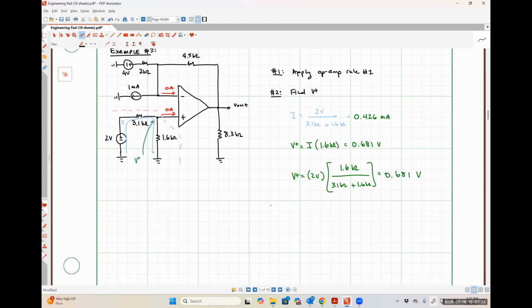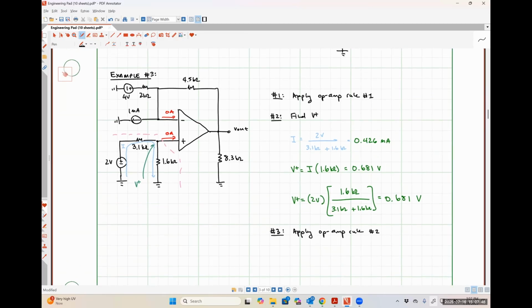So now let's do step number 3, which is to apply op amp rule number 2. So that's just telling us that this voltage right here is also 0.681 volts.